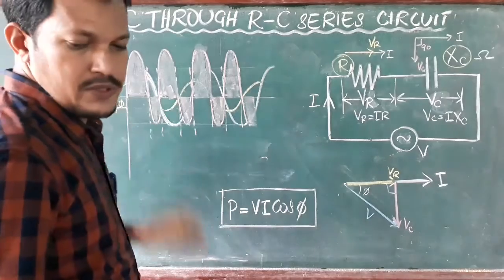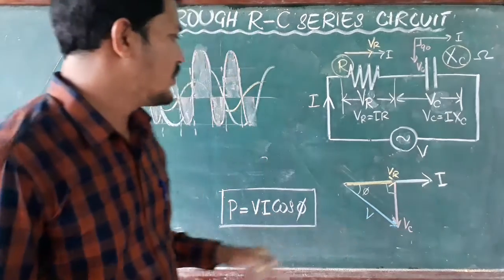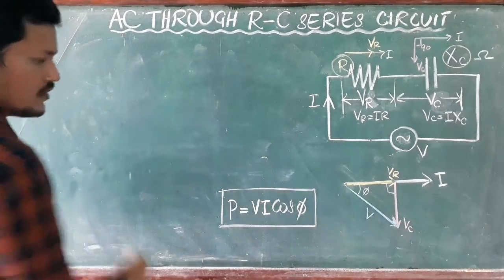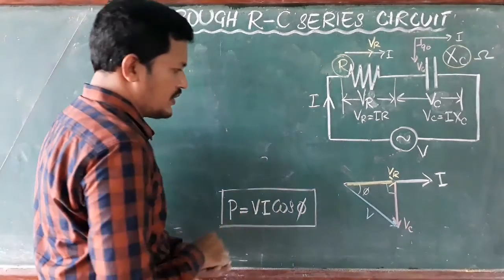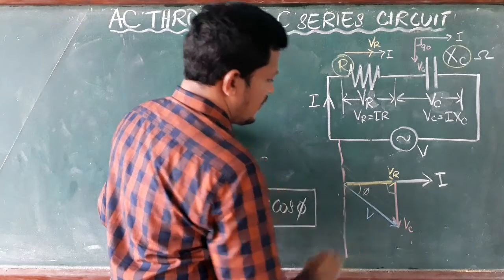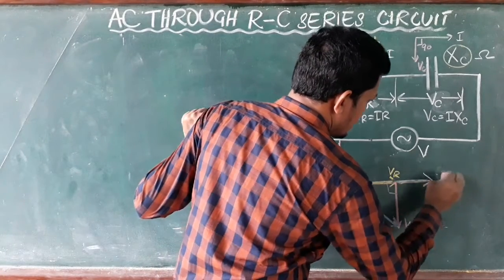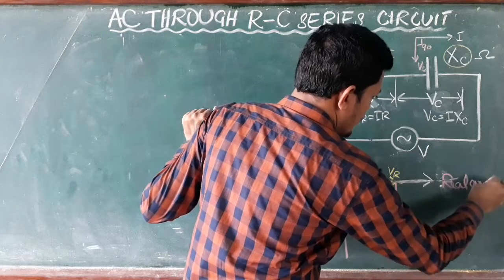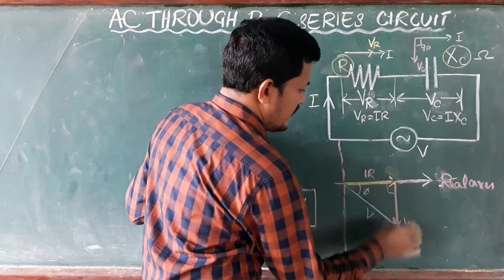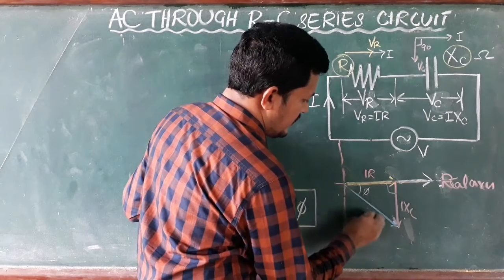Next we are going to represent the RC circuit in complex numbers. How to indicate it? I am writing here. Here also I am converting these values. This one is the imaginary axis. This is the real axis. Clear? Real axis. Here VR I am indicating as I into R. Here VC as I into XC. Here V as I into Z.